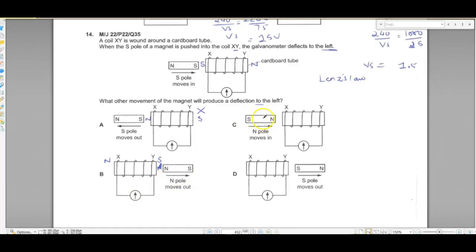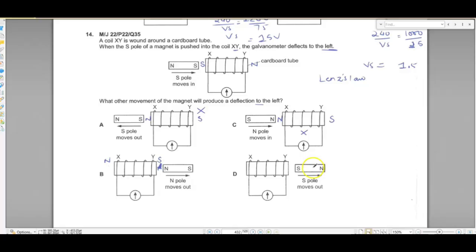Okay, if now we look at option C, the north pole moves in. If the north pole is moving in, we know that according to Lenz's law, there is going to be a north pole induced over here and a south pole induced over here. Okay, so again, south and north pole are reversed, so this is not going to give the deflection that we want towards the left.